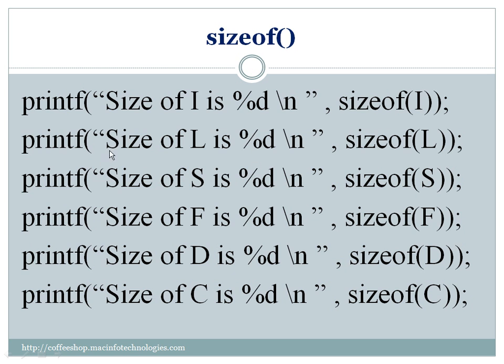In any program we can print like this, after declaring the variables. Size of i is %d. You can use the sizeof function here. Size of i will tell you what the size of i is. Then size of L. It prints everything, size of L, size of S, size of F, everything here.